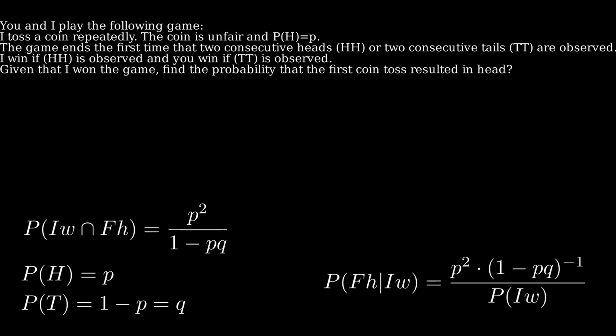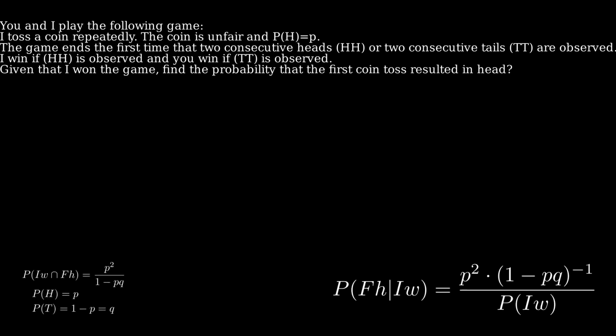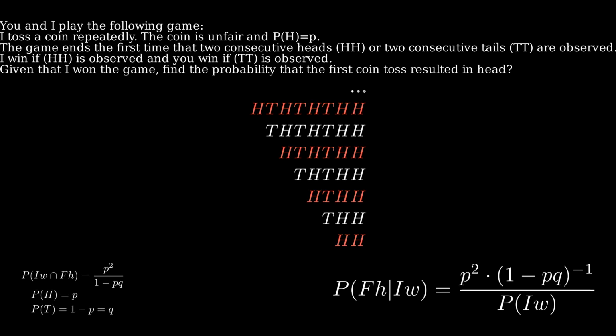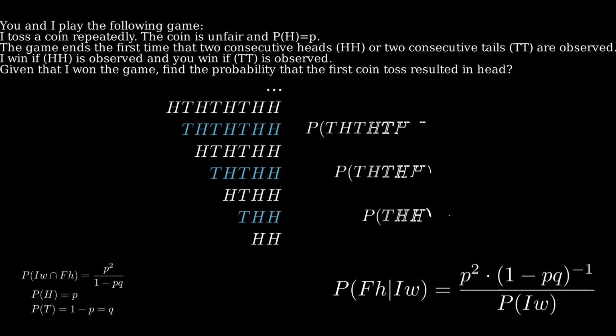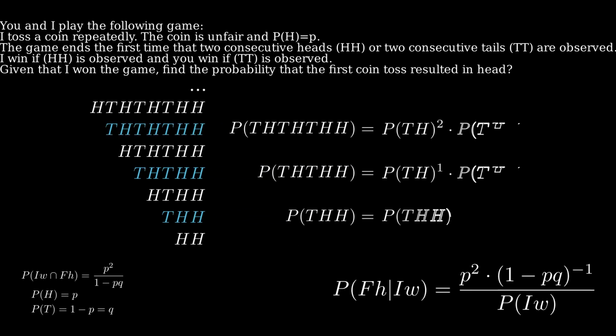So, let's take a second look at our sample of outcomes. Note that to find P of I win, we need to sum the probabilities of each of these infinite outcomes. We already have the sum of those that start with heads. We still need the sum of those that start with tails. Note that they are also an infinite geometric sequence.